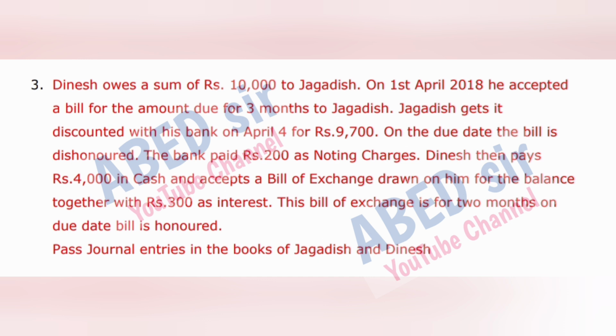Dinesh then pays 4,000 rupees in cash and accepts a bill of exchange drawn on him for the balance together with 300 rupees as interest. This bill of exchange is for 2 months. On due date, bill is honored. Pass journal entries in the books of Jagdish and Dinesh.